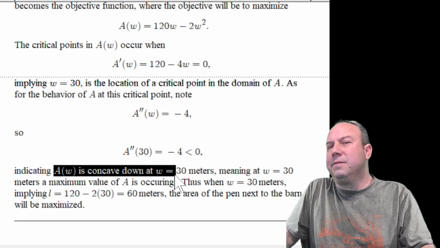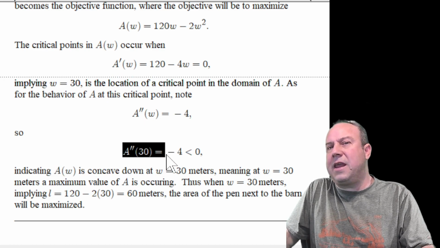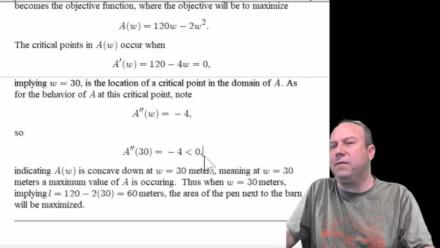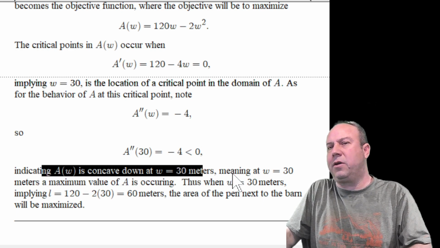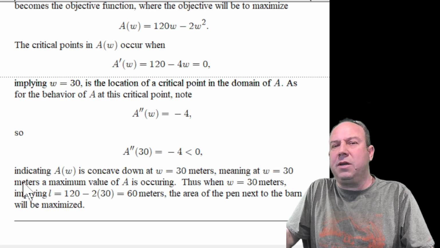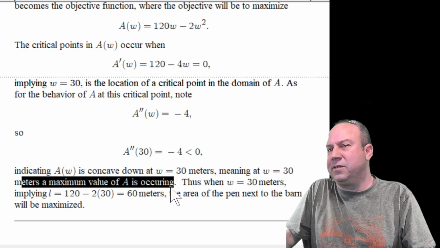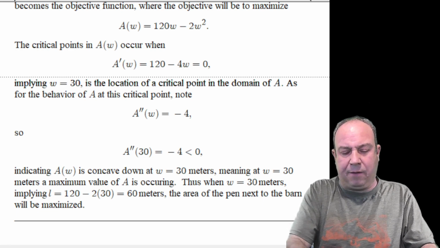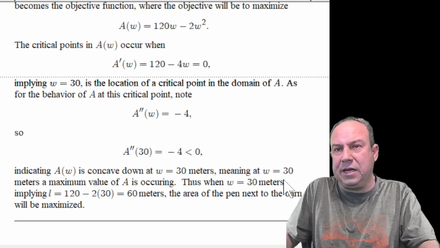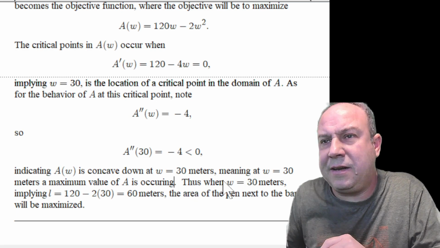Indicating, again, we note here that A double prime at 30 is equal to -4, which is less than 0, so A of W is concave down at W equal to 30, meaning at W equal to 30 meters, a maximum value for area is occurring. Right? And we should probably point out what is that maximum value for area. Let's do that at the end here.